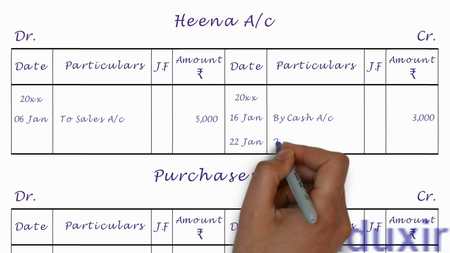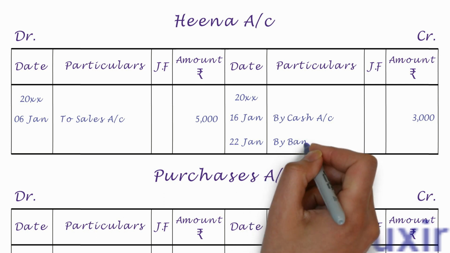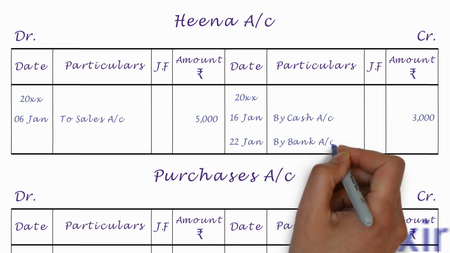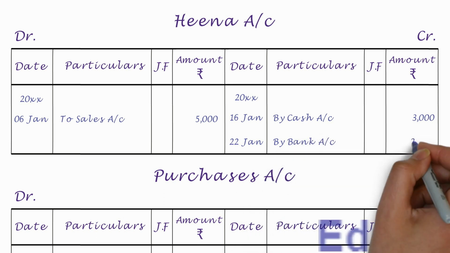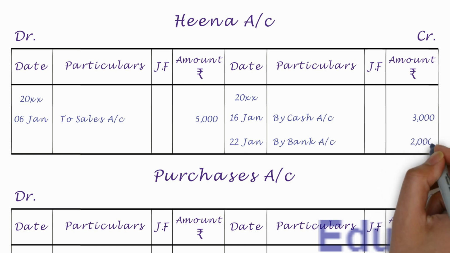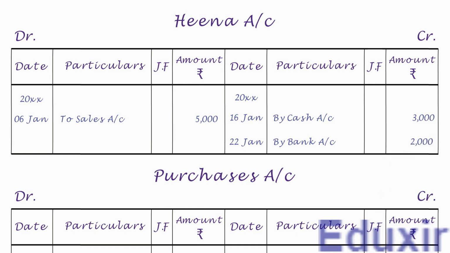We need to write by bank account into the particulars column. Let us write the credit amount of 2000 rupees into the amount column. With that, we have completed the posting of this journal entry into the Hina account. Let us now take up the next entry.